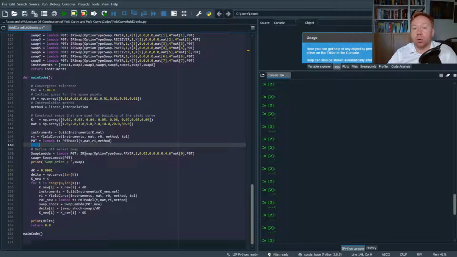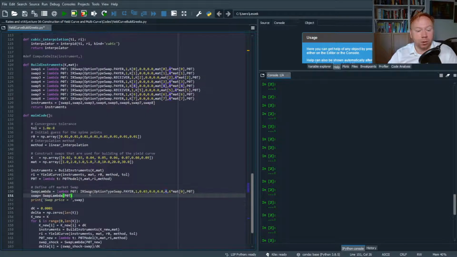For example, you are working in a bank and your client calls you for a swap. He would like to buy a swap. Then this is, for example, a hypothetical swap that we consider. This swap has a maturity of 4 years, so it's the third argument from the back.